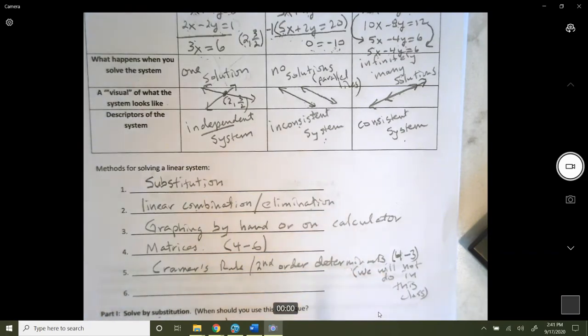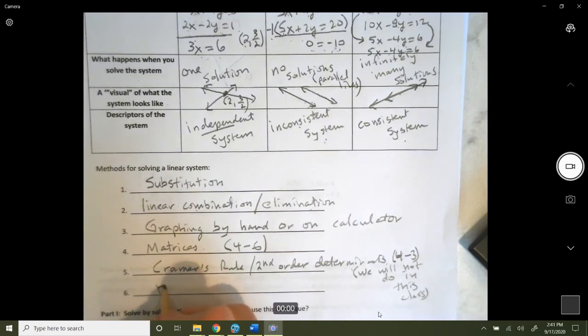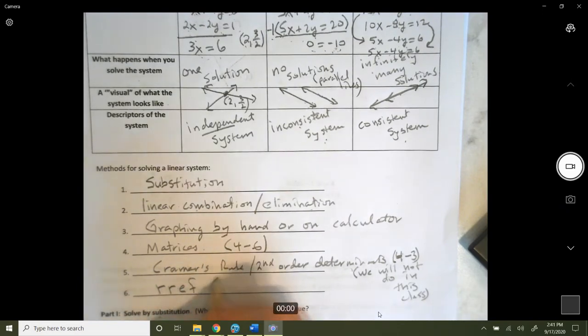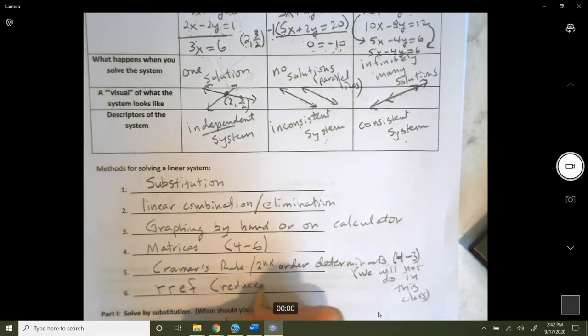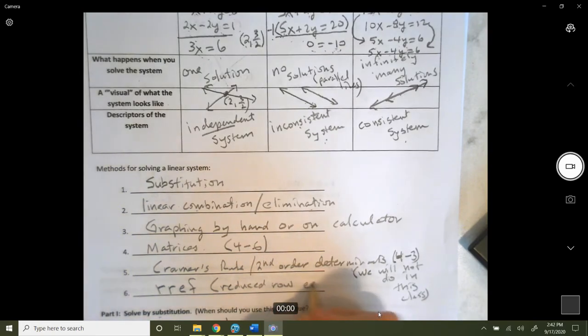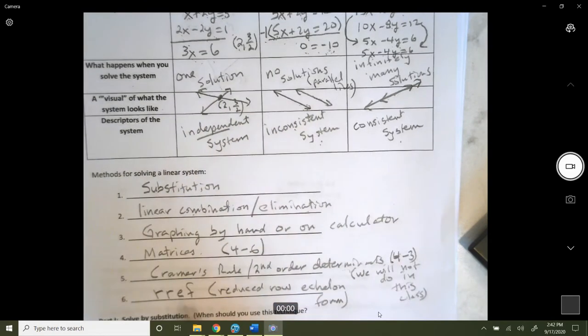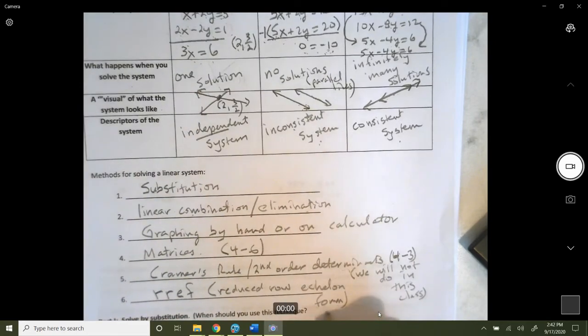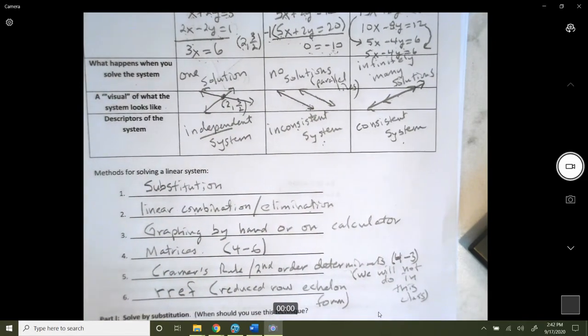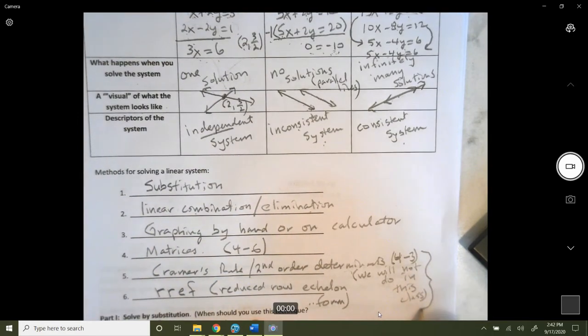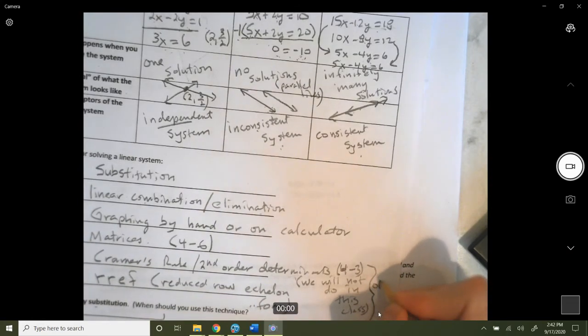Okay, and then finally, there is something called reduced row echelon form. And this is something that's also using matrices. We may or may not get to. Okay, again, this one will not be on a test or quiz. So these 2, I'm going to call them optional because we may or may not get to them. Not on test or quiz.